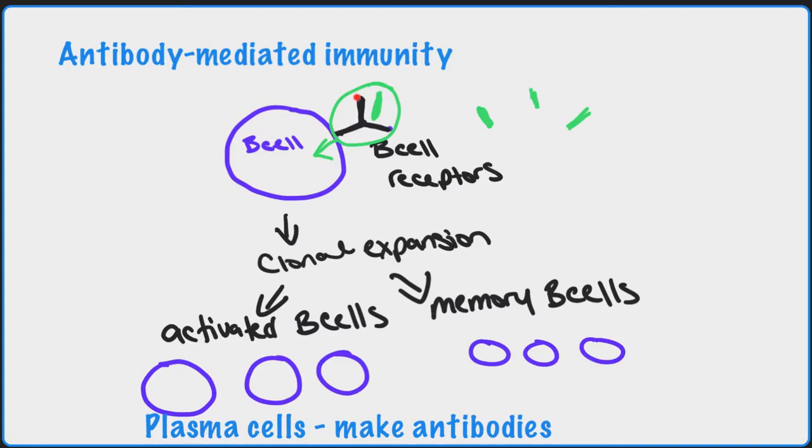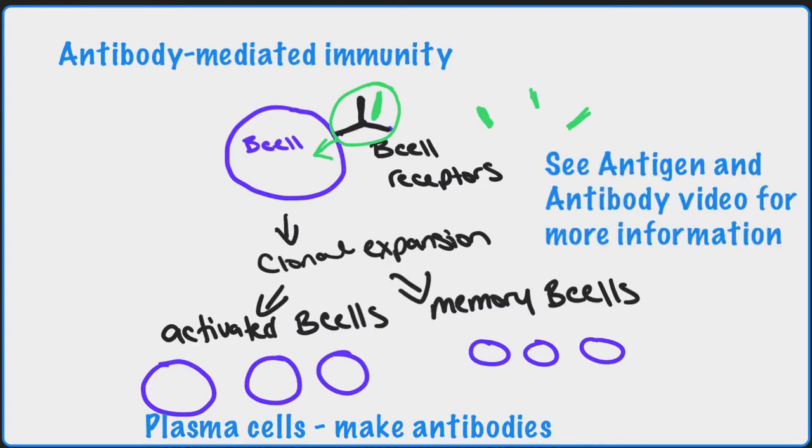Now, on the B cell, the receptor on the B cell is actually IgD, immunoglobulin D. And there are 5 different types of antibodies. When plasma cells are activated, they will actually make IgM first, and then they will class switch into IgG eventually. I have another video on antigens and antibodies where I talk more about antibodies in general.